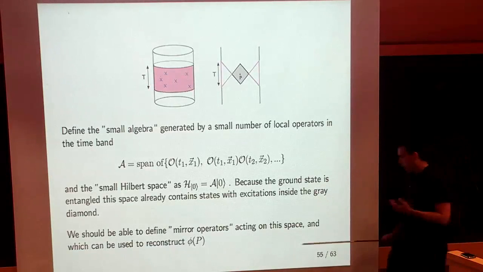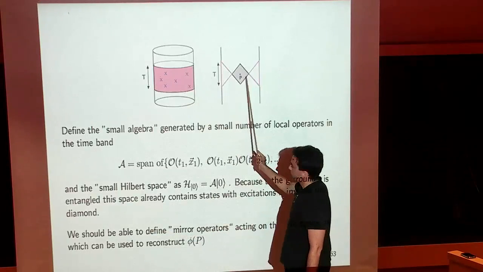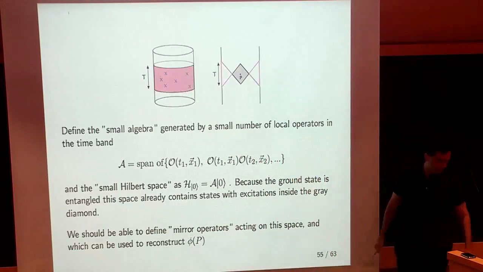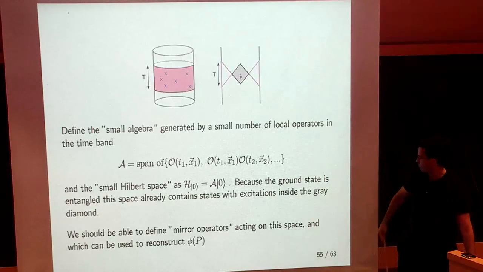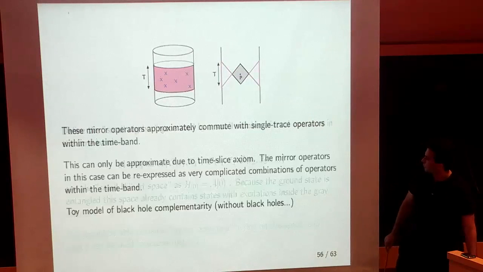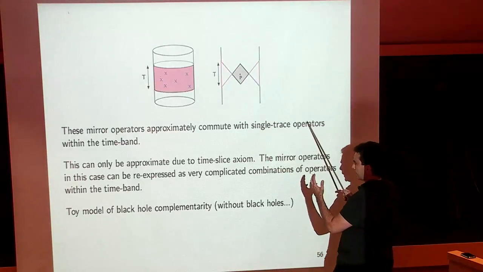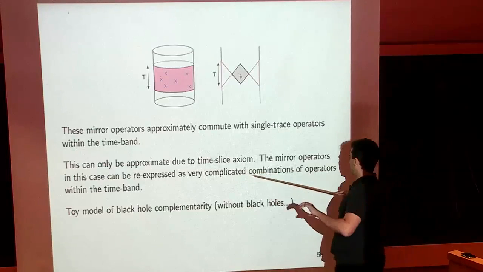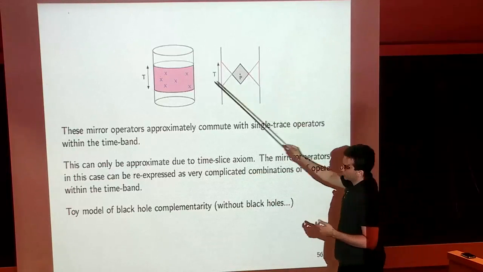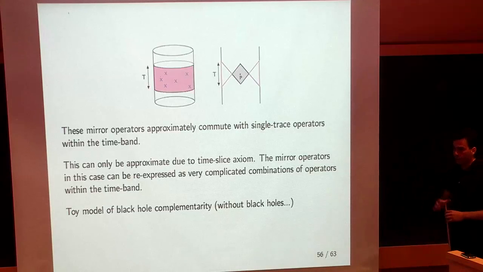And we would like, this is something which is in progress, to understand how we can define mirror operators in this particular case, where there's not even a black hole, and see if we can reconstruct this point by the method that I presented before. Now, these mirror operators will approximately commute with single trace operators within this time band, but if you take extremely complicated combinations, then the commutator will be manifestly non-zero. So in some sense, this is a toy model of complementarity, even though there's no black hole.